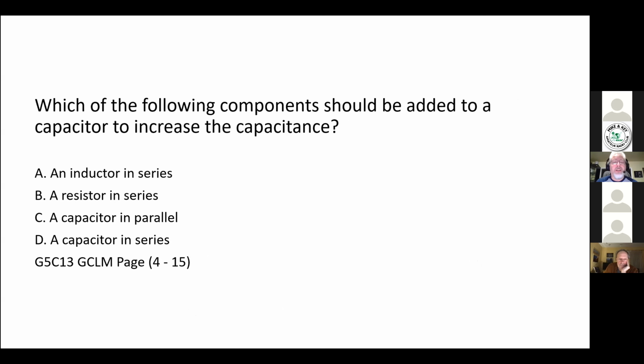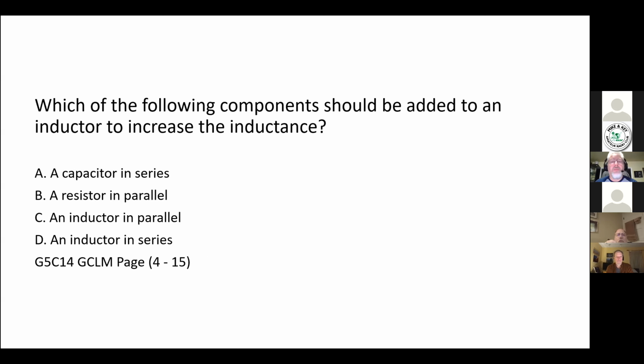Which of the following components should be added to a capacitor to increase the capacitance? A, an inductor in series. B, a resistor in series. C, a capacitor in parallel. Or D, a capacitor in series. Charlie is correct. Add another capacitor in parallel.